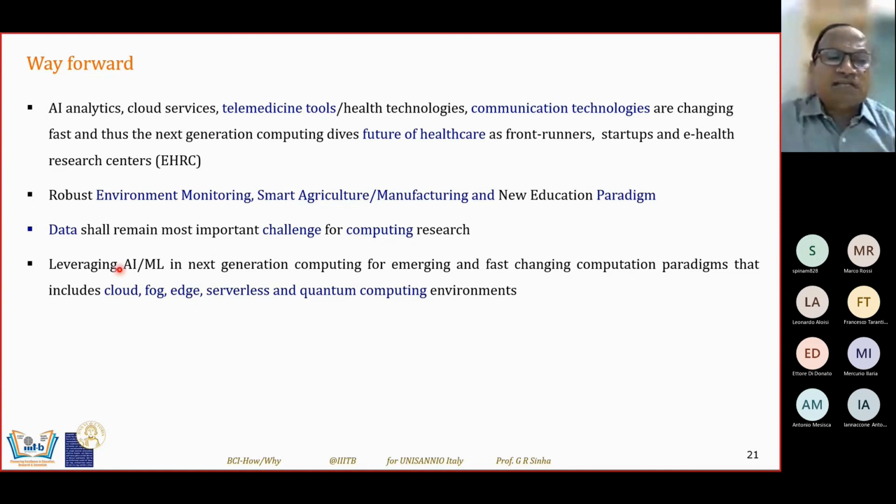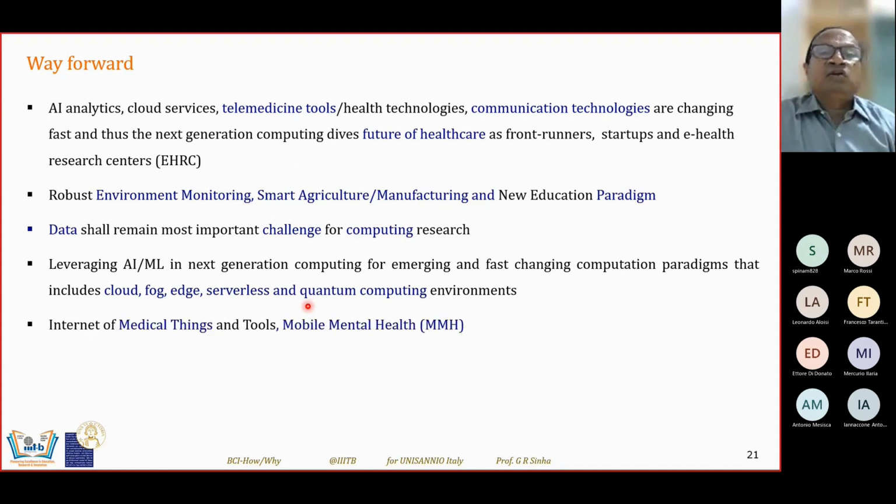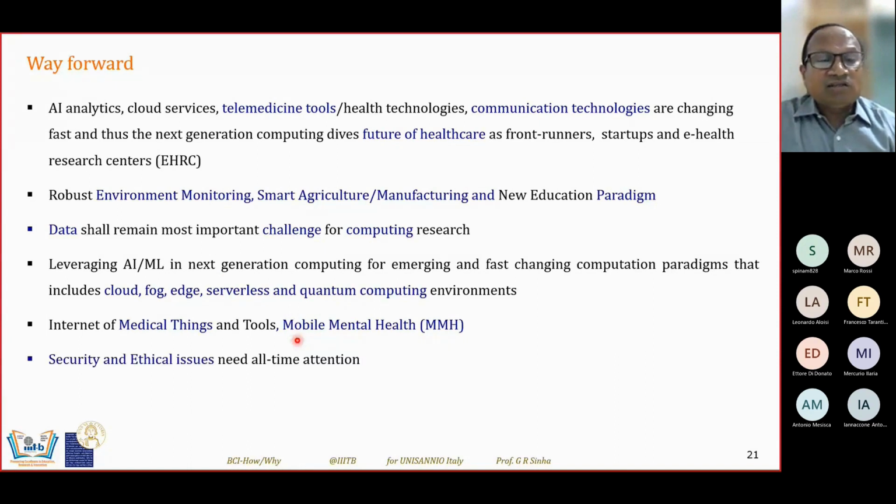So leveraging artificial intelligence and ML in next generation computing for emerging and fast changing computation paradigms, which include cloud, fog, edge, serverless, and quantum computing environments, would again help the area of BCI to make it at a larger scale and to reach a wider geography and community. Internet of medical things and tools, and mobile mental health, called MMH, is an emerging area where people are working. Security and ethical issues need attention in the area of biomedical research.